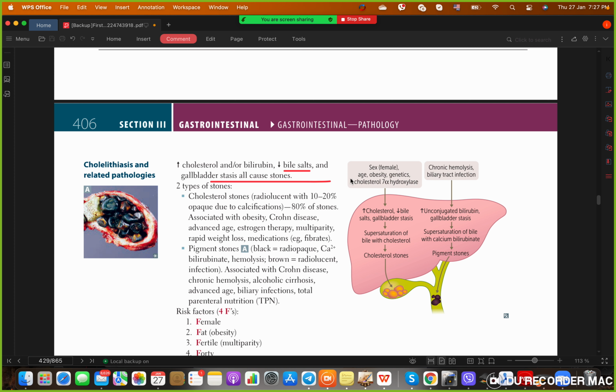So if you have so much cholesterol, you are going to get hypersaturation of the cholesterol, and you are going to get a cholesterol stone, okay? If you are going to get a lot of bilirubin, you are going to get hypersaturation of the bilirubin, and you are going to get pigmented stones, okay? So also decrease in the bile salts, which increase the other substances, which also lead to stone, or also stasis when the gallbladder does not move a lot.